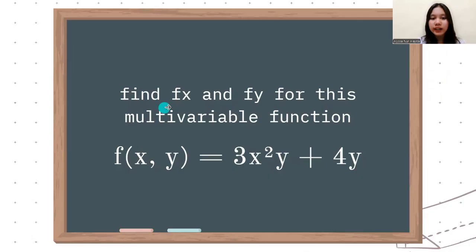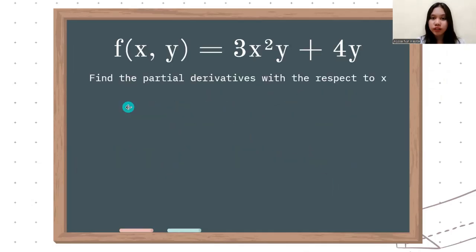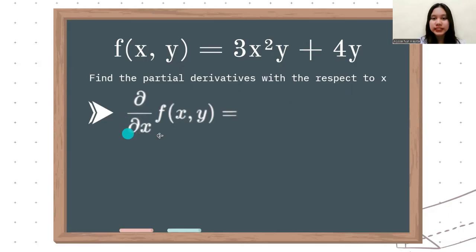In this case, we need to find f sub x and f sub y for this multivariable function. We are given the function f of x and y, which is equal to 3x squared y plus 4y. So first of all, we need to know how the function changes when only x changes. So we need to find the partial derivative with respect to x, like this, df of x and y over dx, or we also symbolize it as f sub x.